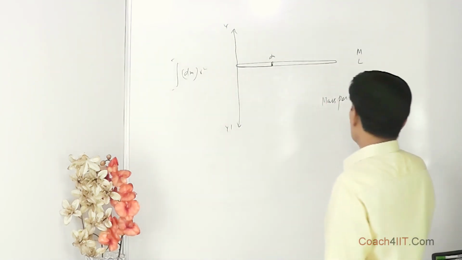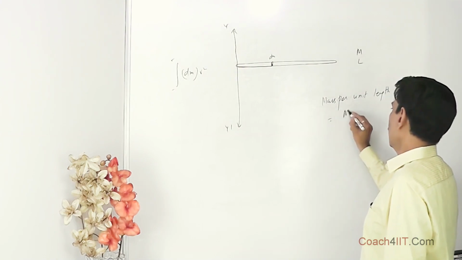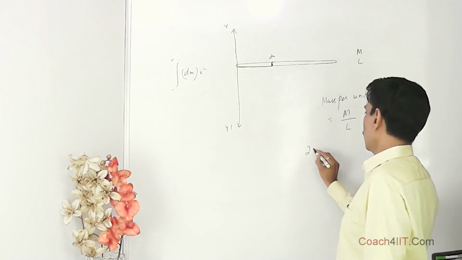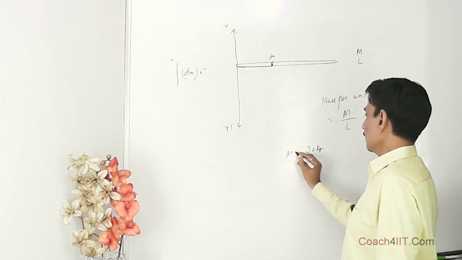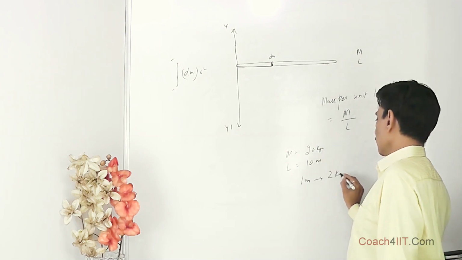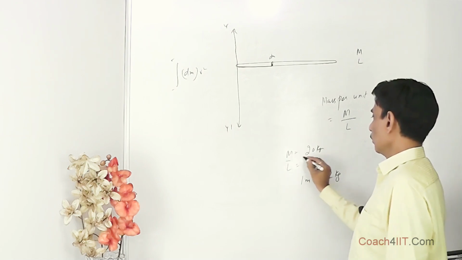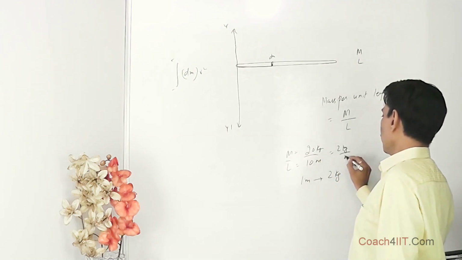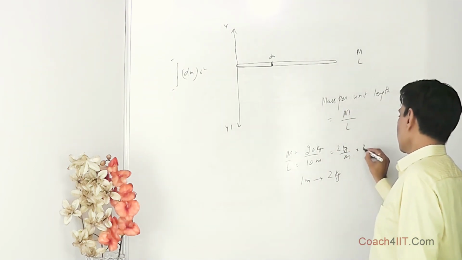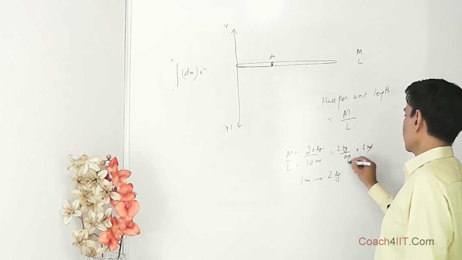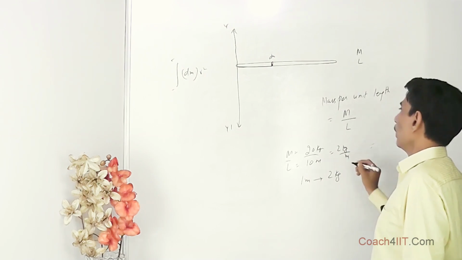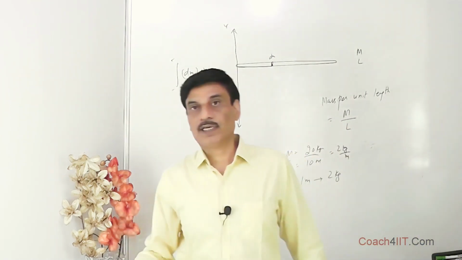Now if the total mass is m and total length is l, the mass per unit length is m by l. Suppose this is a 20 kg rod, mass is 20 kg and length is suppose 10 meter. So it means every 1 meter has a mass of 2 kg, that is 20 by 10. Mass per unit length is going to be 2 kg per meter. If someone has cut a portion of 3 meter, the mass is going to be 2 kg per meter into 3 meter, meter cancels, it comes out to be 2 into 3, 6 kg, right? So this way we can find the mass of a particular length.